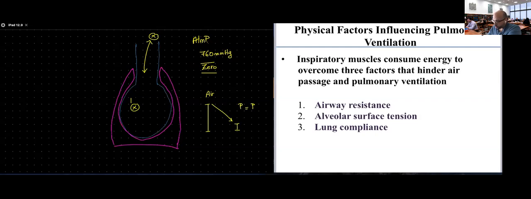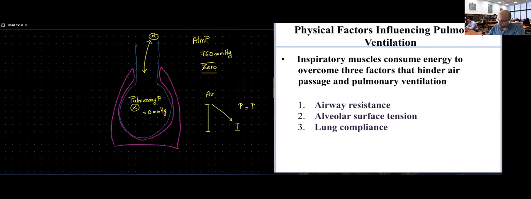So almost always the pressure within my lungs is going to be equal to the atmospheric pressure. It's going to be 0 millimeter mercury because it has the same pressure as the atmosphere. So compared to the atmospheric pressure, it's going to be a zero pressure. I am almost always equal to the atmospheric pressure.